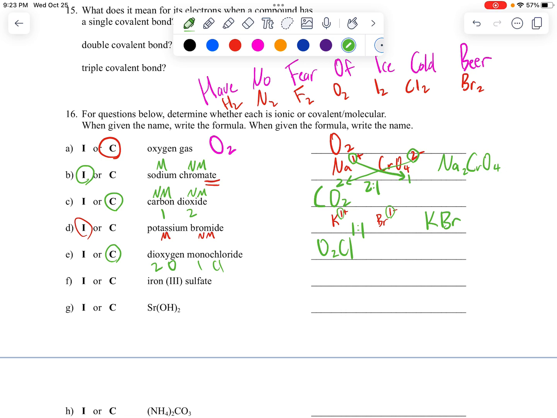All right, next one, iron 3 sulfate. The reason why iron here has a Roman numeral is because iron could be 2 plus or 3 plus. It's got multiple charges. If you don't know what they are, look on your periodic table, and inside the element box you'll notice on the top there should be 1 or 2 or even 3 charges depending on what element we're looking at. And iron in this case is 3, so we know this iron is Fe3 plus.